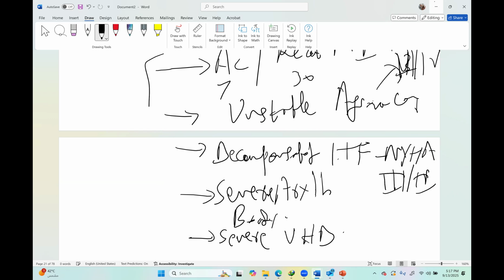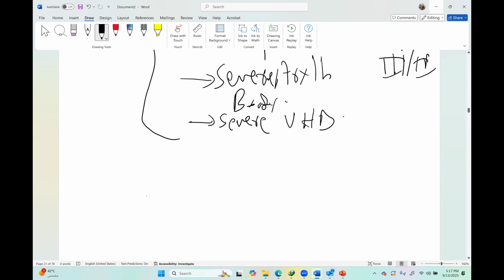Okay, so these are active cardiac conditions. So this is the first step. If you have a cardiac patient for non-cardiac surgery, the first step for you to look into is: is there any active cardiac condition? This is number one.